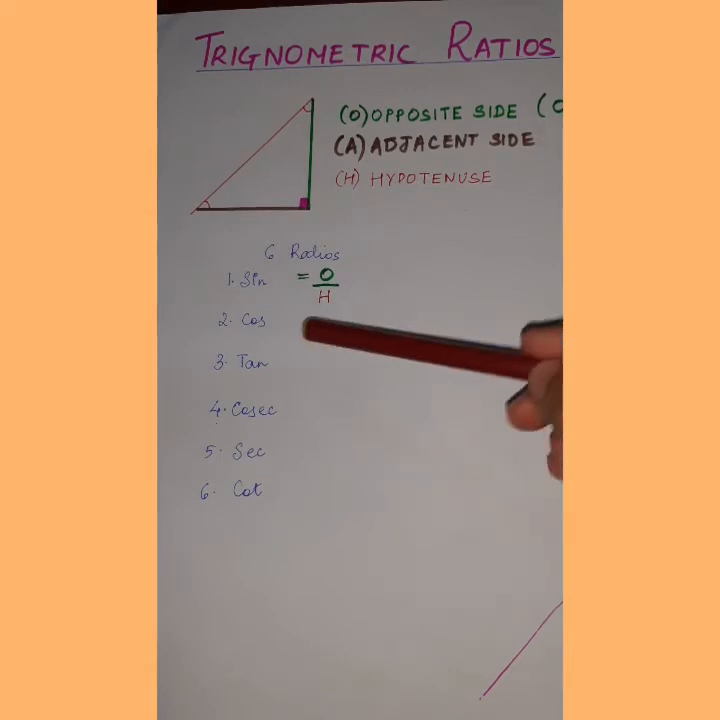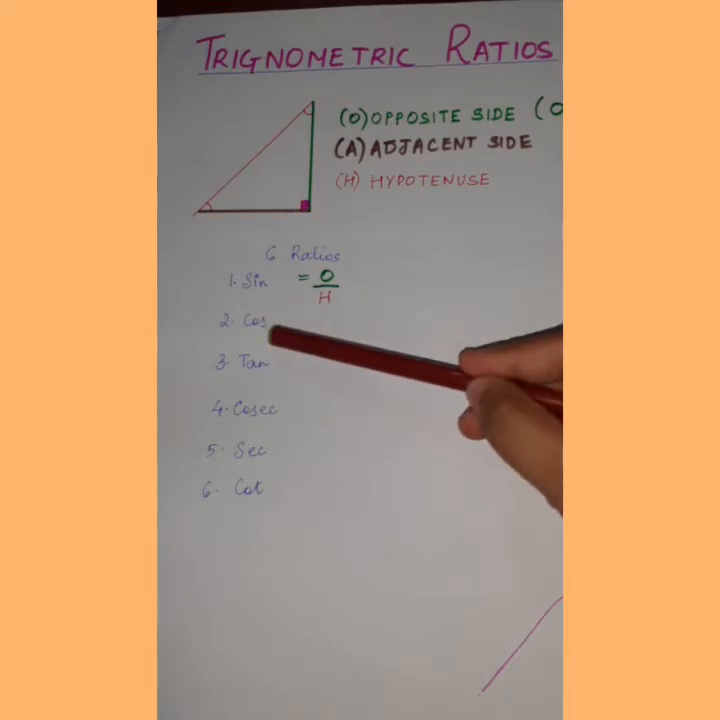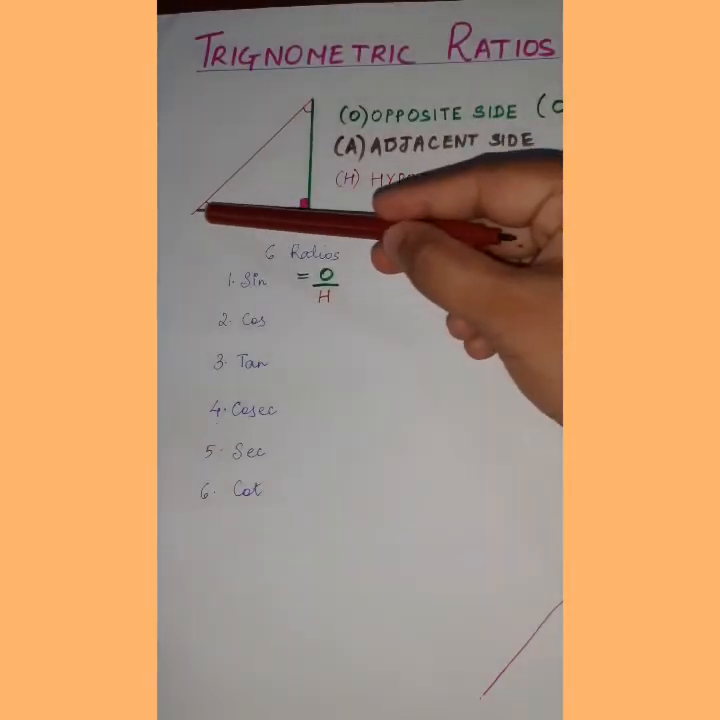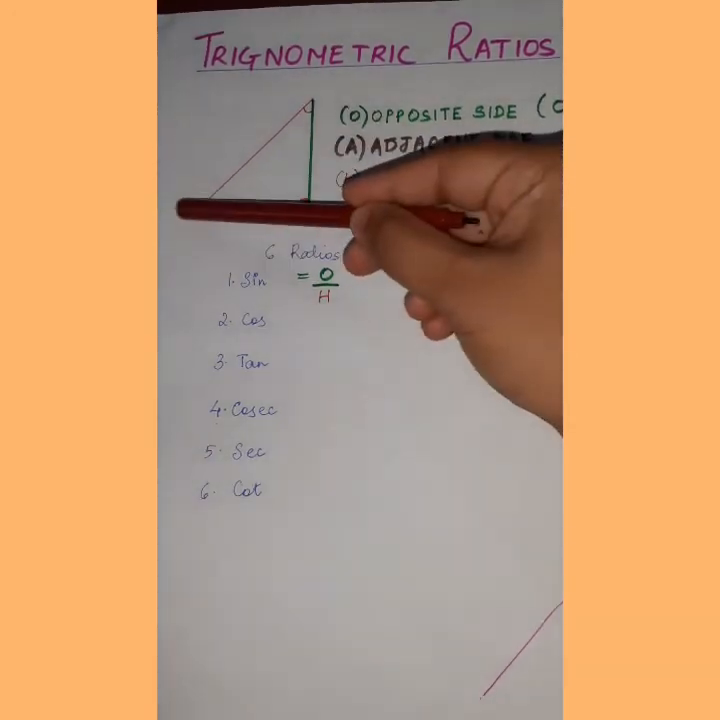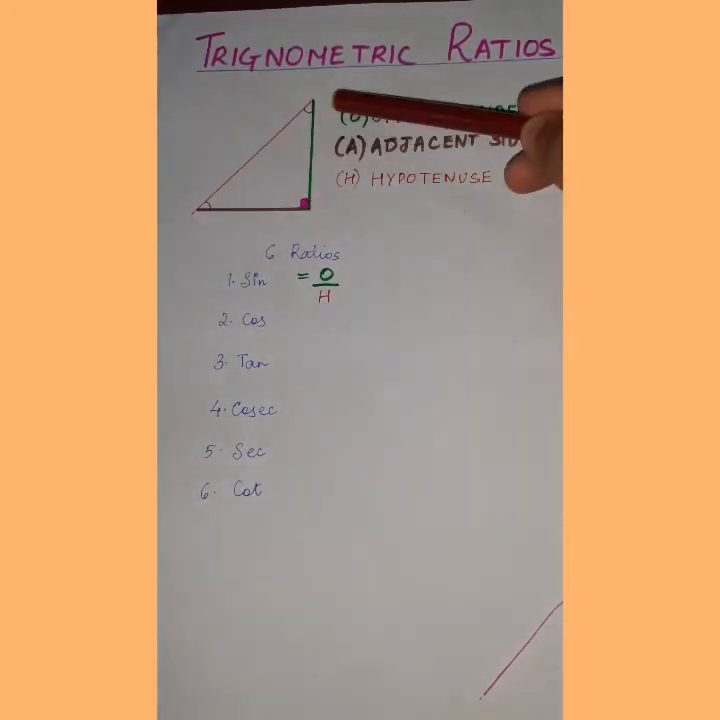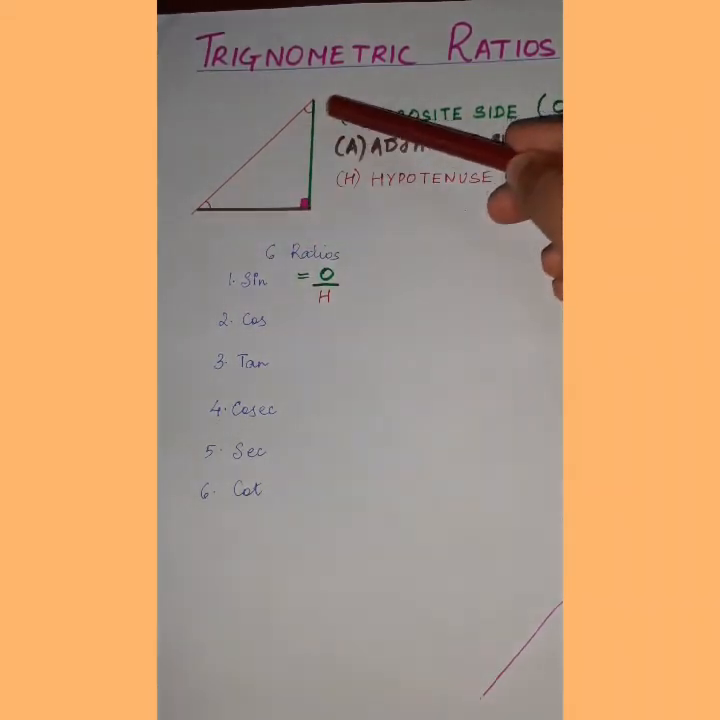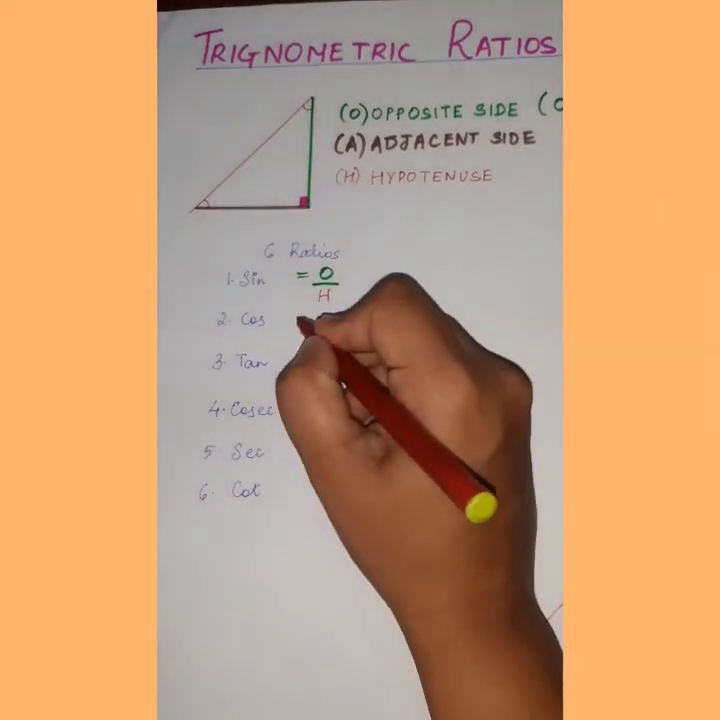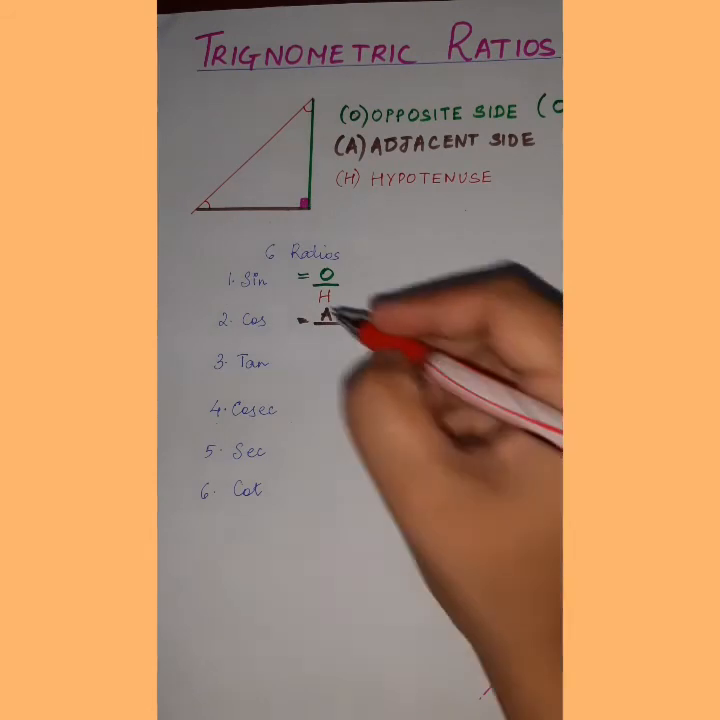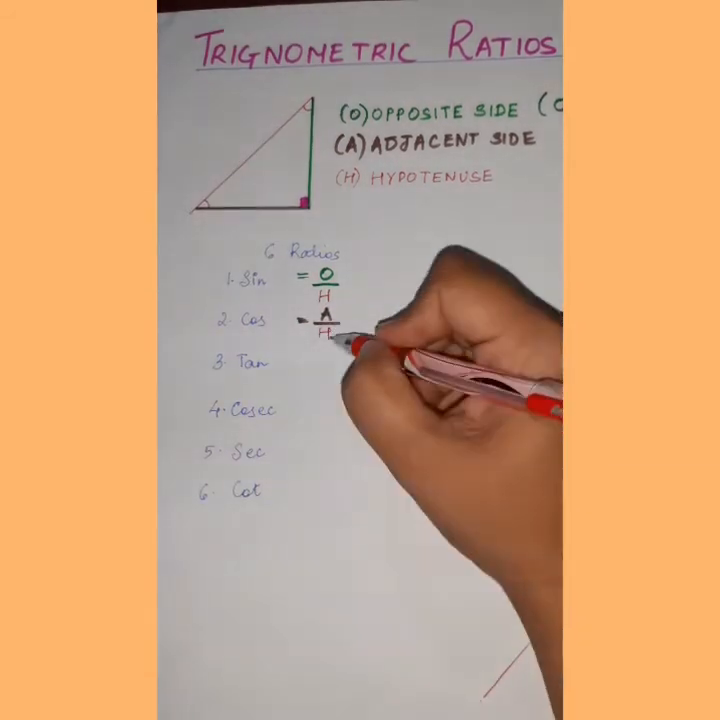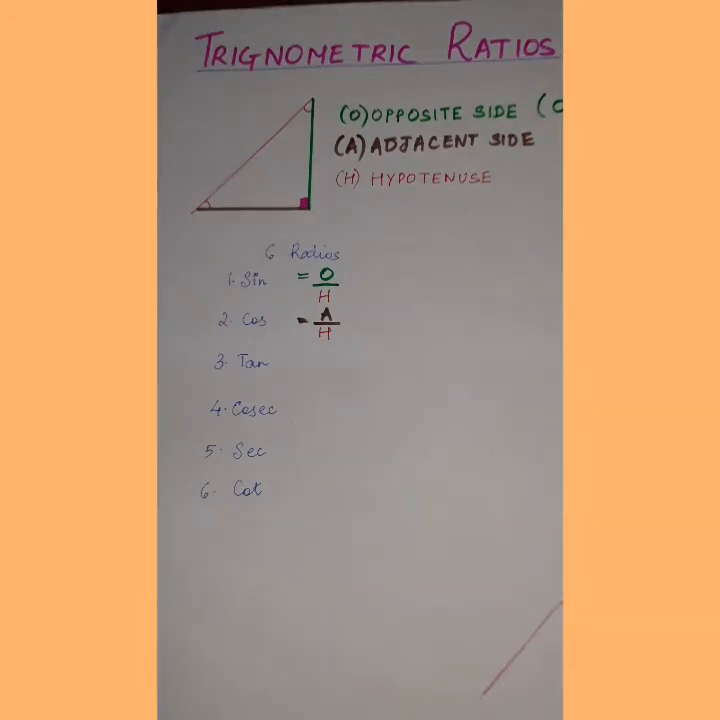Now sine is done. Now cos, the second trigonometric function, is dependent upon the adjacent side, the base of the triangle, and the hypotenuse. So we write it as the adjacent side upon the hypotenuse. I'm just going to write A upon H, that is hypotenuse. This H stands for hypotenuse, A for adjacent, O for opposite. I'm just going to write the starting letter.